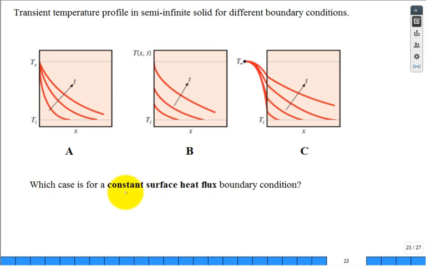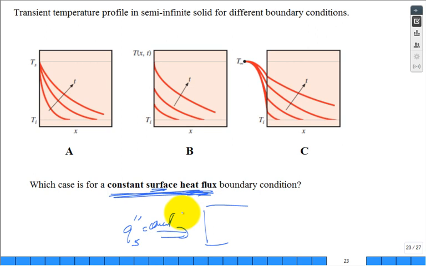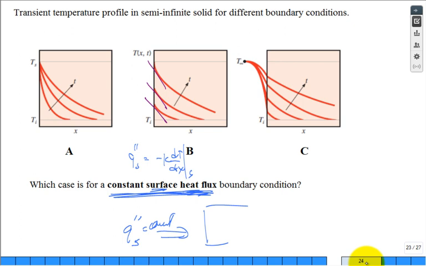If I do this one, what is the one for the constant surface heat flux? This is a constant surface heat flux. It's like a laser, q is equal to a constant. Well, when you have a constant heat flux at the surface, that means the -k dT/dx at the surface is constant. And what they're trying to do here is have the same slope. So isn't B the best answer? Why did we not get more right on that?